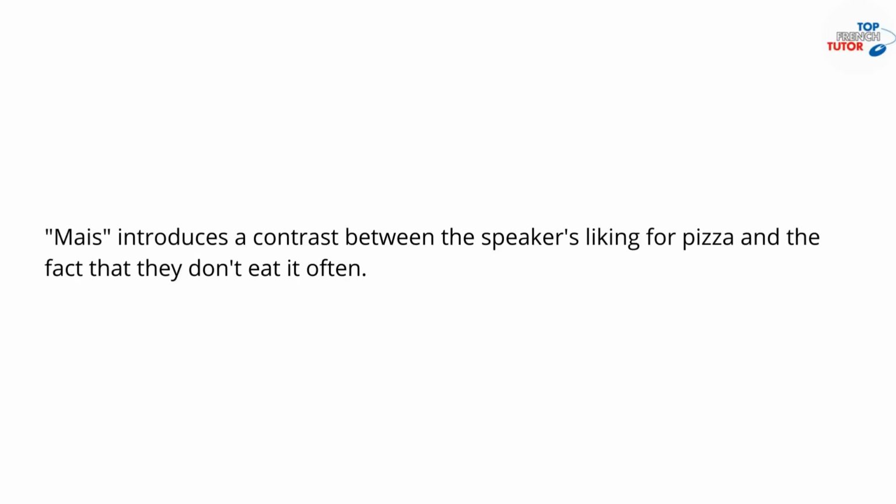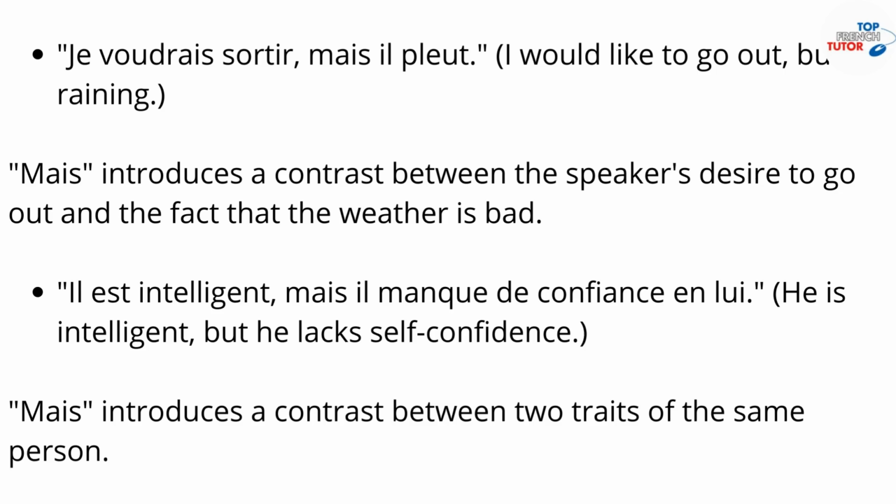In this example, mais introduces a contrast between the speaker's liking for pizza and the fact that they don't eat it often. Je voudrais sortir, mais il pleut. In this example, mais introduces a contrast between the speaker's desire to go out and the fact that the weather is bad. Il est intelligent, mais il manque de confiance en lui. In this example, mais introduces a contrast between two traits of the same person.